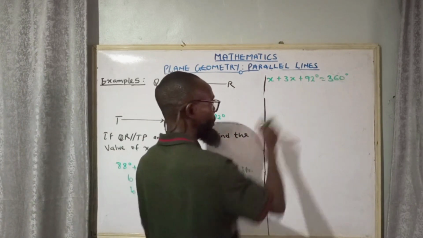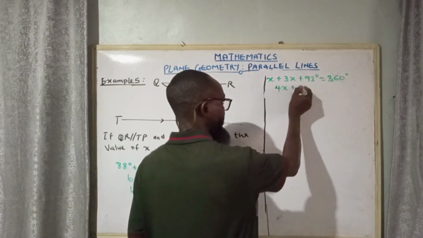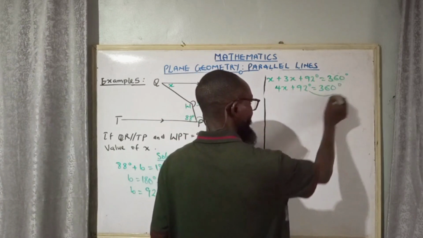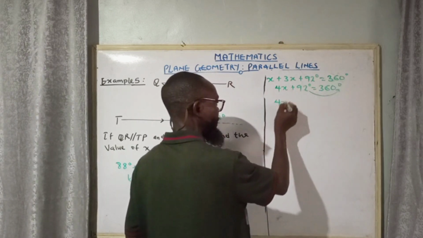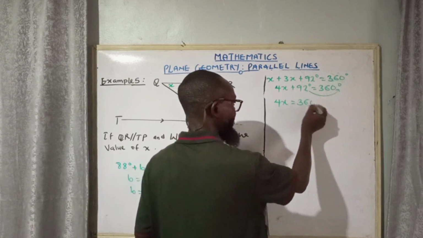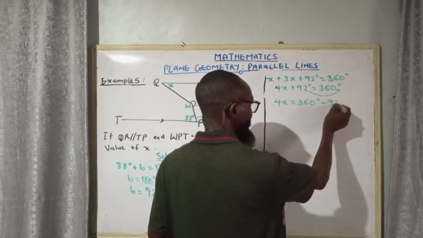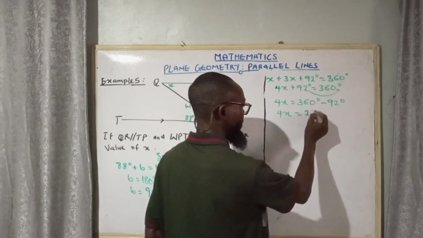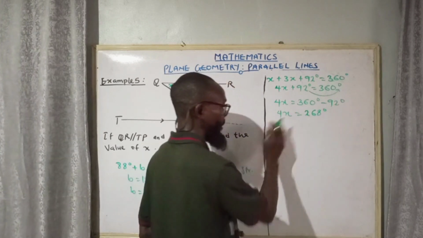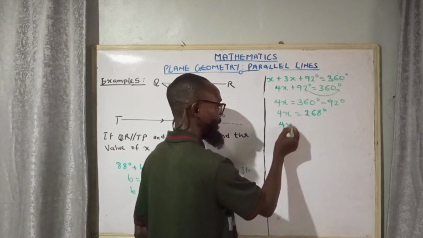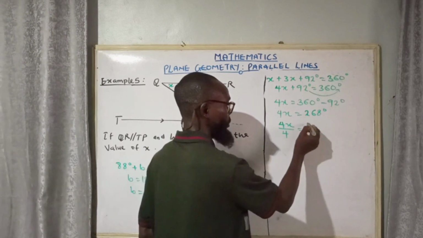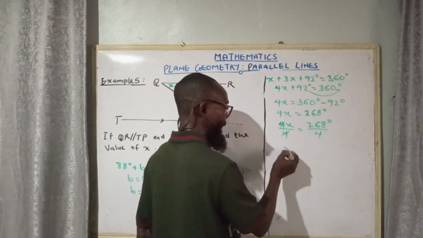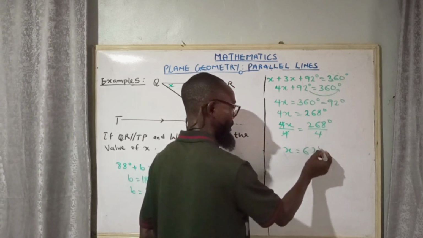X plus 3x, we have 4x plus 92 degrees is equal to 360 degrees. Take this way, 4x is equal to 360 degrees minus 92 degrees. So my 4x is equal to 268 degrees. So divide both sides by 4, 4x divided by 4 is equal to 268 degrees divided by 4. So x equals 67 degrees.